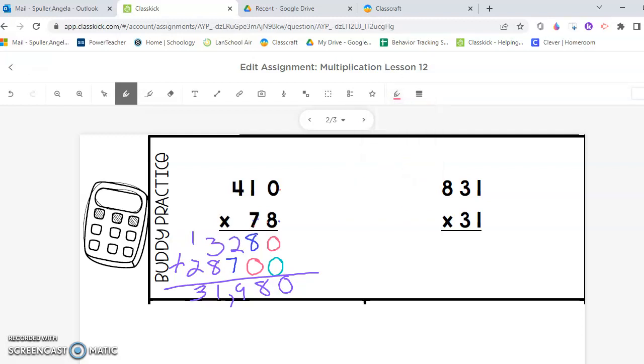Okay, let's try the next one. Getting your pink out first. 1 times 1 is 1. 1 times 3 is 3. And 1 times 8 is 8. Our placeholder. And then 3 times 1 is 3. 3 times 3 is 9. And 3 times 8 is 24. Add together, and we're going to get 1, 6, 17, 5, and 2. We get 25,761.